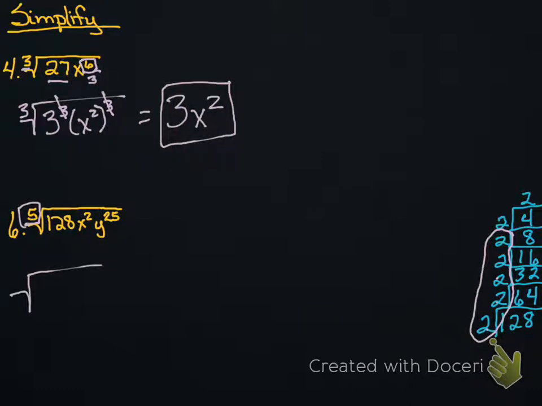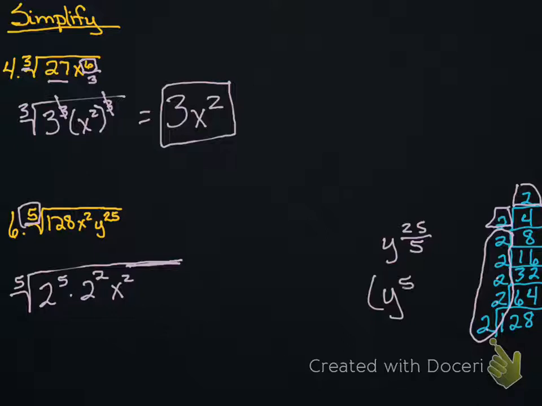So I have the 5th root of 2 to the 5th times, I have 1, 2, so 2 squared. That's 128. And then we have x squared. And then I have y to the 25th. 25 divided by my index of 5 tells me I have y to the 5th power. So y to the 5th power.